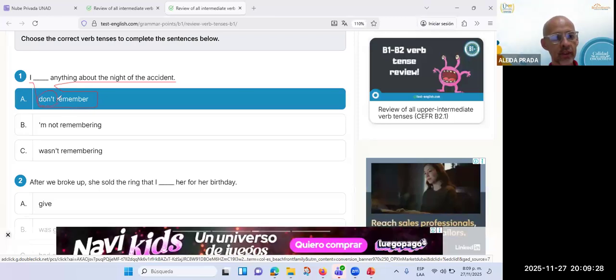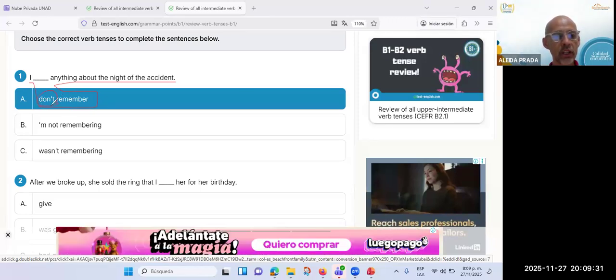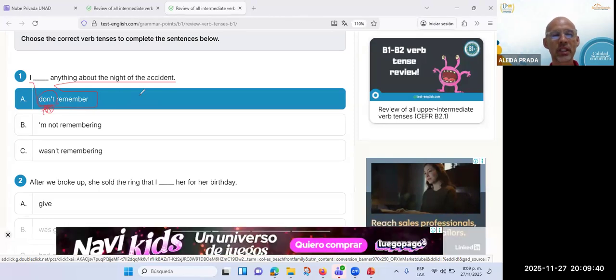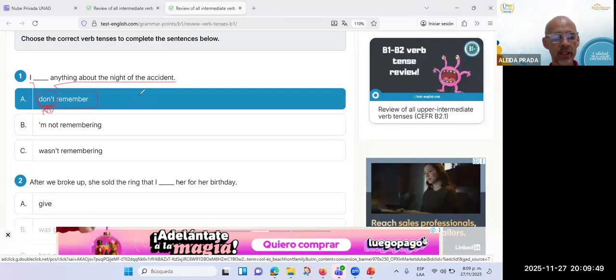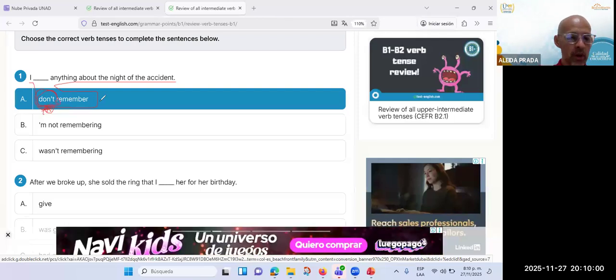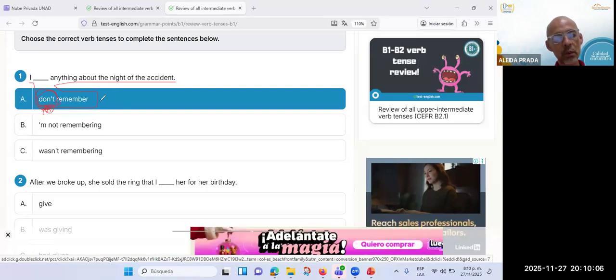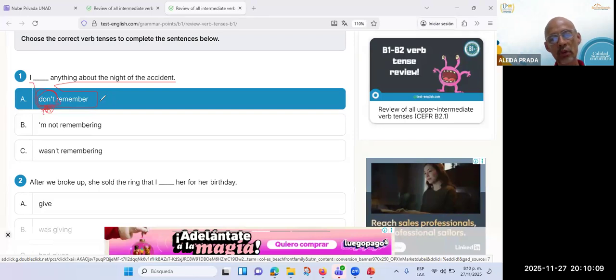Okay, in this sentence, when we are using don't, it means we are using present simple. Do, does, or don't, doesn't is the auxiliary verb for present simple, okay? So in the sentence, I don't remember anything, thanks to this auxiliary verb, we know that it's present simple. Now, if we want to change this sentence into past, what do we have to change, Paula?